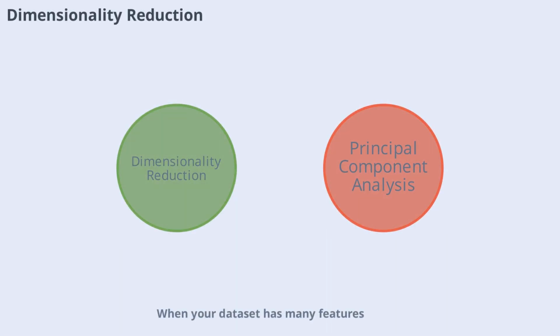When your dataset has many features, it can become difficult to analyze and model effectively. Dimensionality reduction techniques such as principal component analysis (PCA) help reduce the number of variables while retaining important information. This simplifies your data, speeds up computation, and can even improve model performance. Let's discuss how dimensionality reduction works and when to use it.